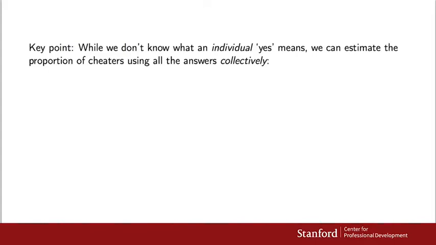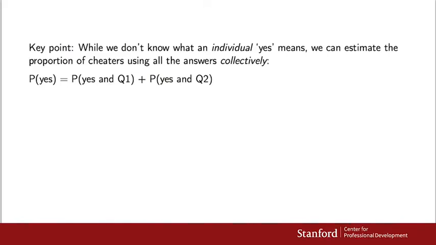So here's the key point. We cannot really tell what an individual yes means, but by looking at all the answers collectively, we can actually estimate the proportion of cheaters. Here's how it works. A yes answer can come from either question 1 or question 2. So we can divide up the event of a yes into 2 parts. This is the same reasoning that we've used before with a spam filter.